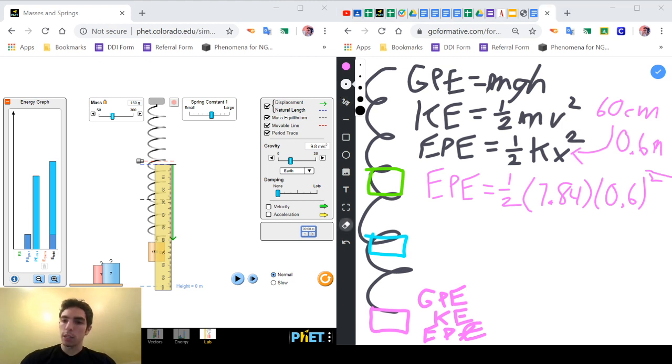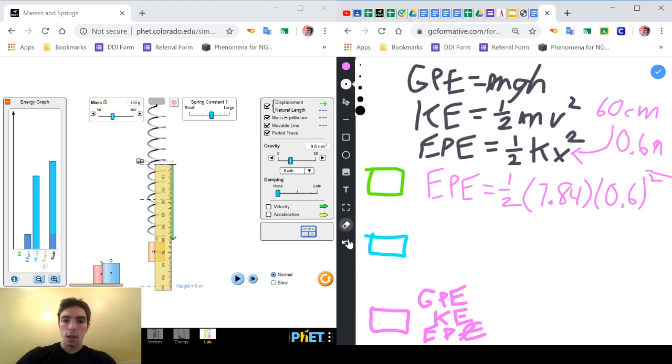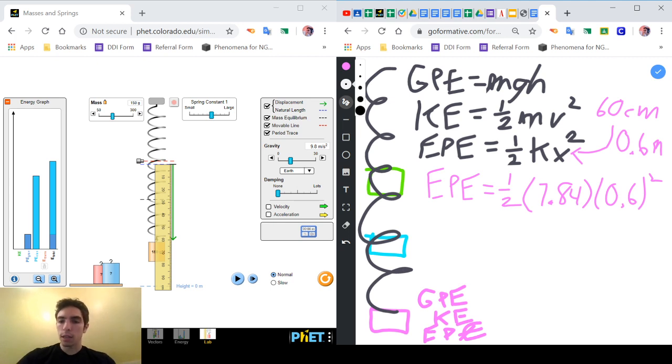And when I'm plugging this into my phone calculator, the way that I tend to do this is I plug in 0.5 for that half, and then I multiply by 7.84. 0.5 times 7.84 times 0.6 times 0.6. And what I got for that, and I'll write that at the bottom here, is 1.41 joules. And I rounded that a little bit. The full answer was 1.4112, but I'm just rounding that to 1.41 joules.